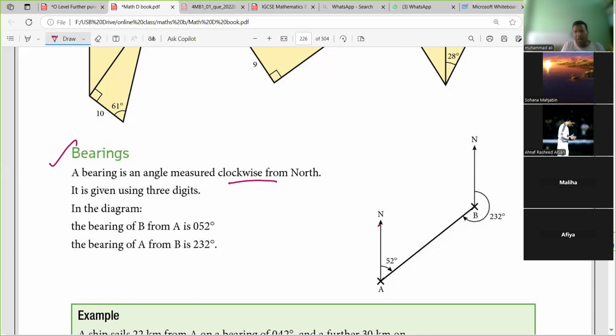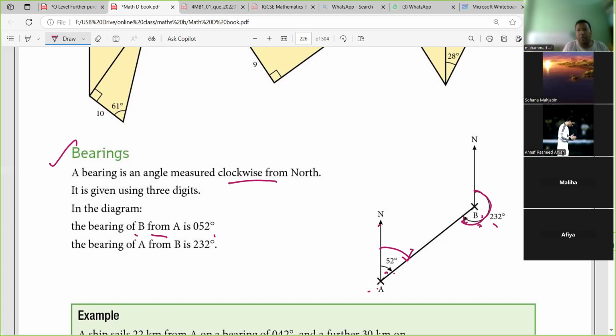In this diagram, the bearing of B from A is 52 degrees, that means 052 degrees. Where it is written from, we have to draw the angle. So bearing of B from A means the angle will be at the point of A, starting from north with clockwise rotation. And the second one, the bearing of A from B, starting from north and clockwise rotation, is 232. So these are the basic things for bearing.